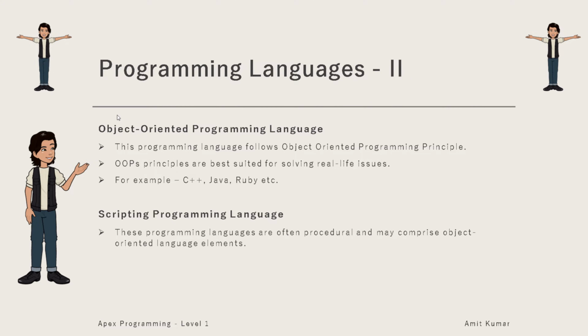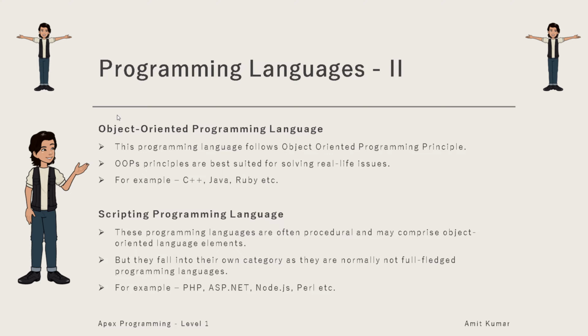Scripting programming language. These programming languages are often procedural or may comprise object-oriented language elements, but they fall into their own category as they are normally not full-fledged programming languages. Some scripting programming languages can follow a procedural approach and some can follow an object-oriented approach. But still we have a separate category for them as most of these languages don't have the full feature set of a programming language. That's why we consider them scripting programming languages. Some examples are PHP, ASP.NET, Node.js, Perl, etc.